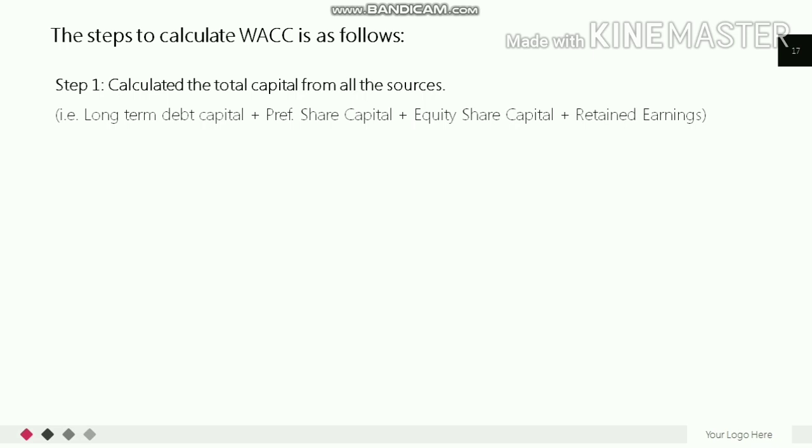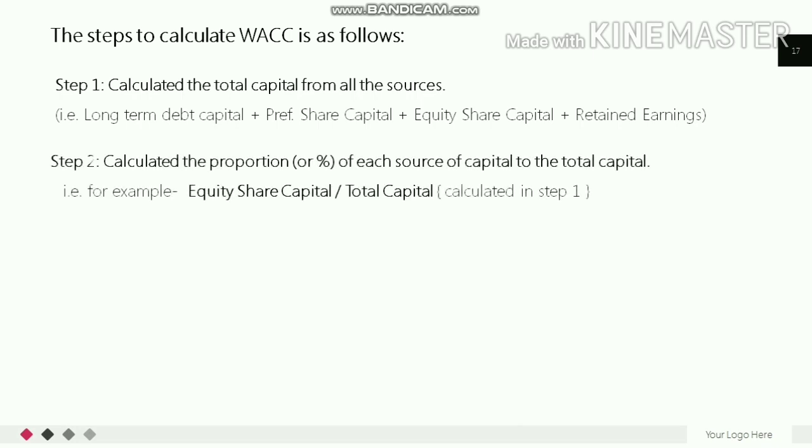Step 1. Calculate the total capital from all the sources. So we have to add long-term debt capital, preference share capital, equity share capital and retained earnings. In step 2, calculate the proportion of each source of capital to the total capital. So how much the equity share capital weighs in the total capital, how much the preference share capital weighs in the total capital. These individual proportions we have to calculate, and these will be used as the weights.